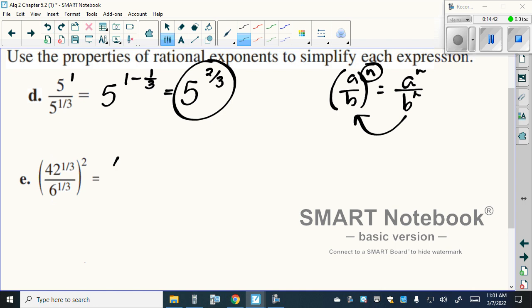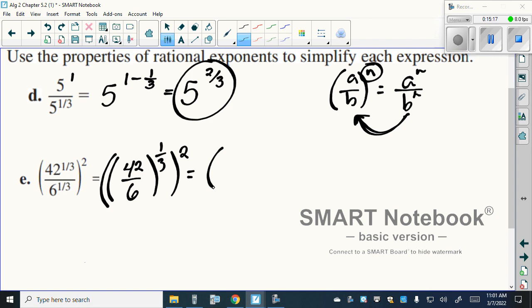Because what we can say is that this here is 42 divided by 6 to the 1/3 squared. Because we can use that power of a quotient to take it from 42 to the 1/3 over 6 to the 1/3 back to 42 over 6 to the 1/3. And well, 42 divided by 6 is 7 to the 1/3 squared.